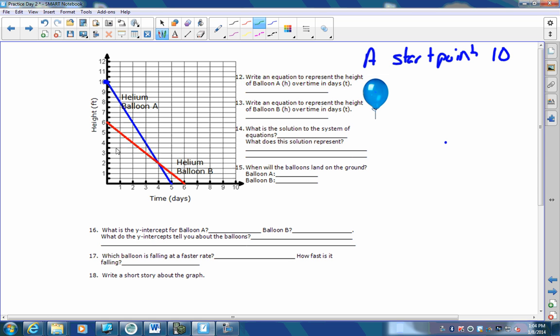So we need to find the rate of change. If I go here to 1, does it cross in an exact point? Right here. It's going down 2 and over 1. Down 2 over 1. So your equation for balloon A is y equals 10 minus 2x. Well, I guess I could do h. h equals 10 minus 2t.